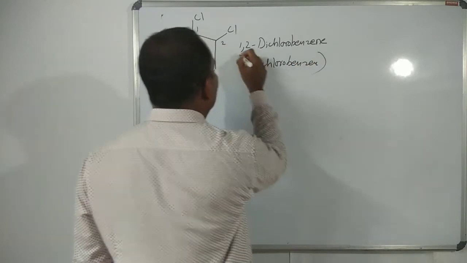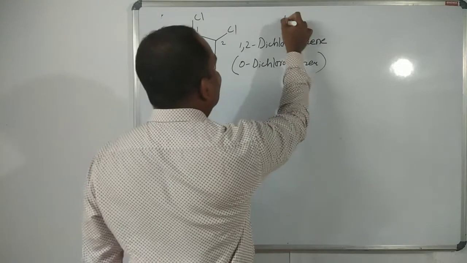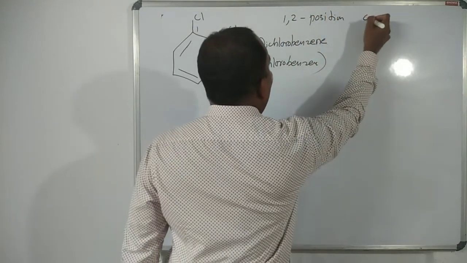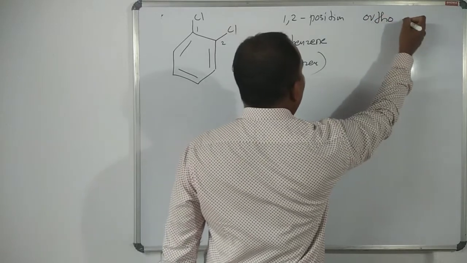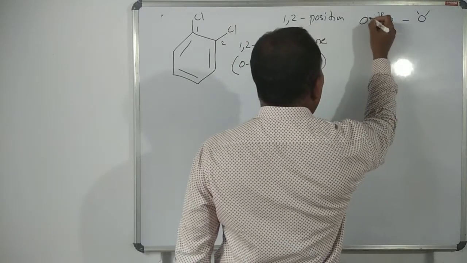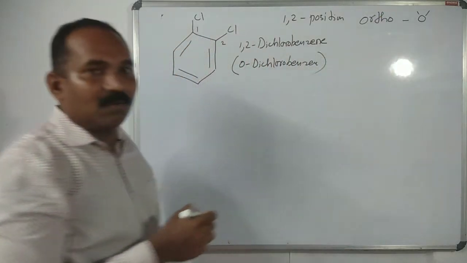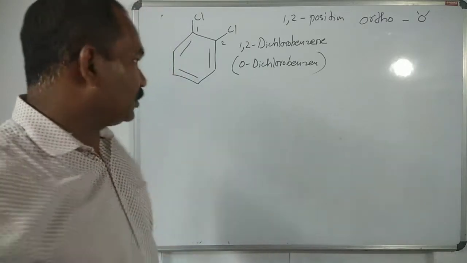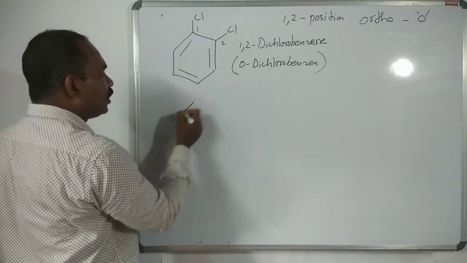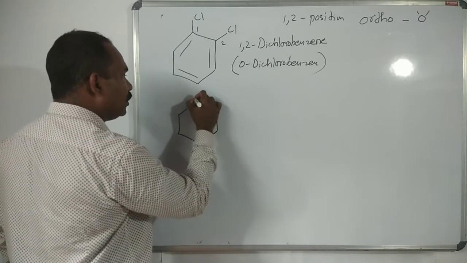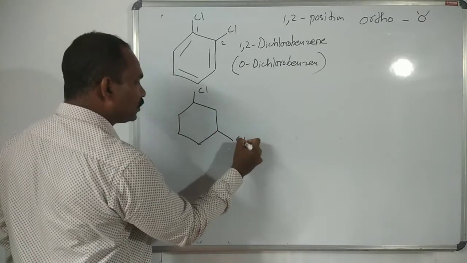Orthodichlorobenzene. Okay, so the 1, 2 position is the ortho position and is represented by o. The 1, 2 position in the benzene ring is called the ortho position. And this isomer has chlorine, chlorine.